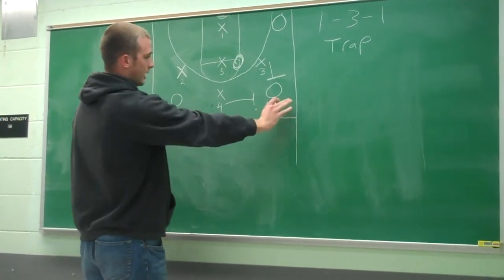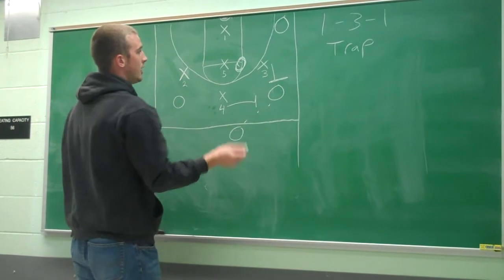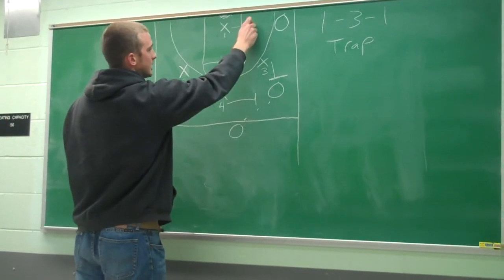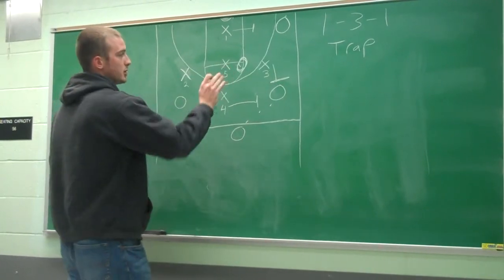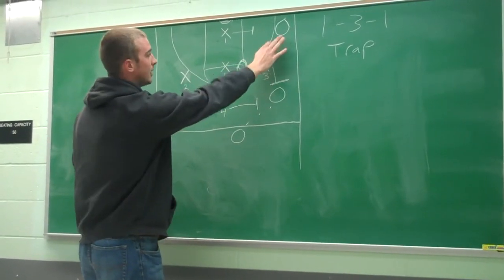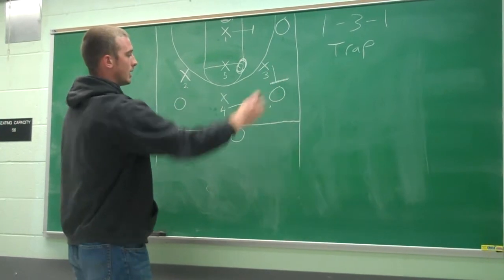So once the ball is right here and this guy has it and these two are trapping, we want number 1 to come over just a little bit to cheat over to be able to defend this guy. Also, we want him to be encouraged to throw this pass into there because that's one of the hardest spots to get the ball out of.